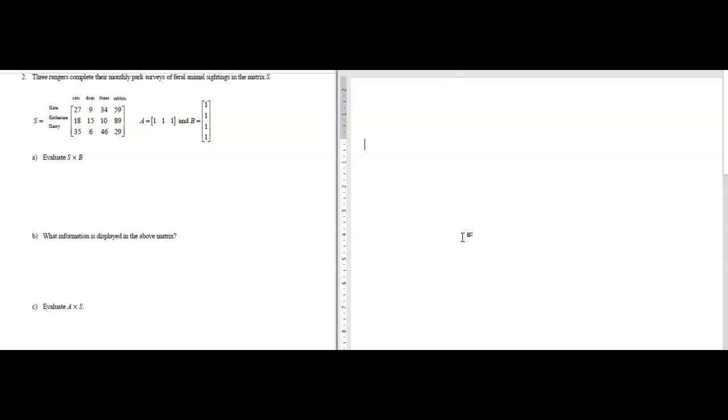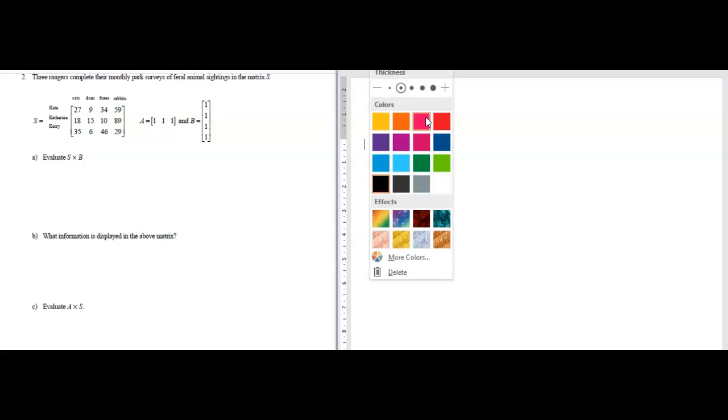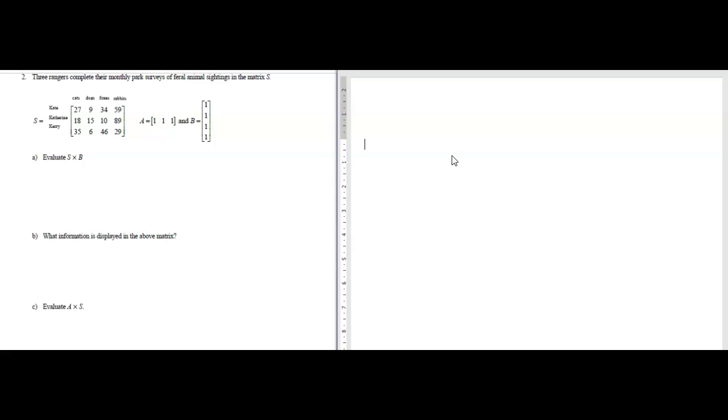Okay, so now we have to do C, which is A times S. So A times S, so it's a 1, 1, 1 matrix. And so it's a row matrix, and then putting in all your numbers. Okay, I'm not going to do all that, because we'll be here forever. But you will know what we're doing.